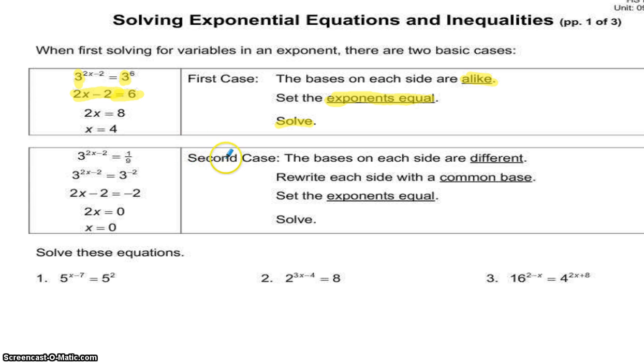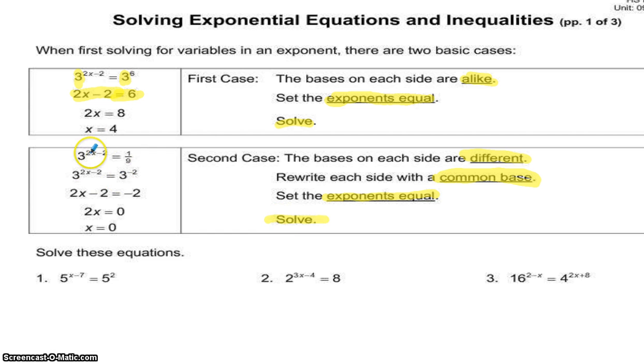Then you're going to have a second case, and it's really important that we pay attention to the second case, because in the second case, the bases are different. They don't start off the same. So you have to rewrite each side with a common base, a base that is the same. And then at that point, you can set the exponents equal to each other and you can solve.